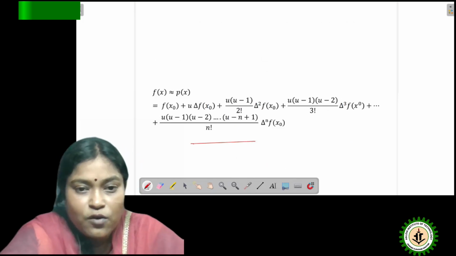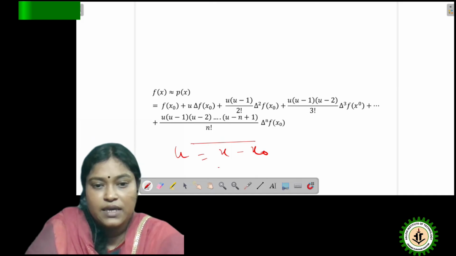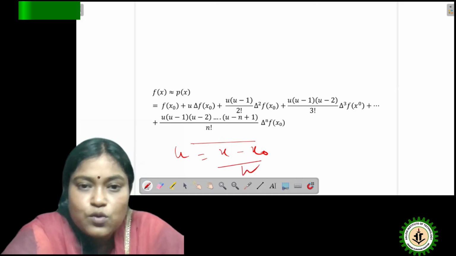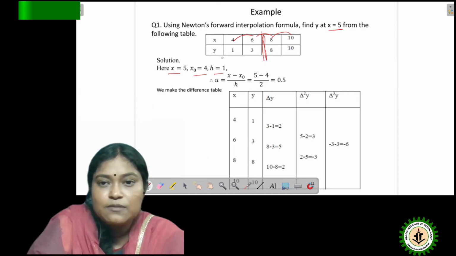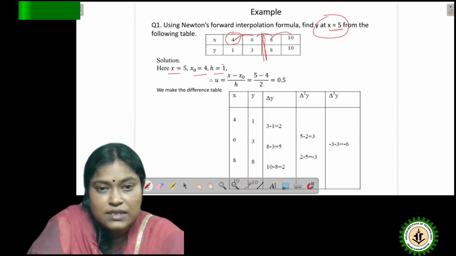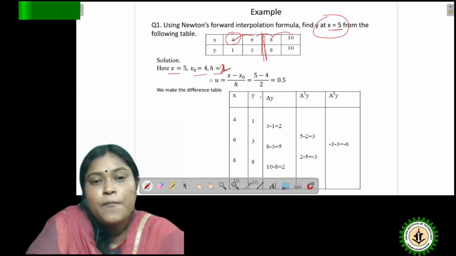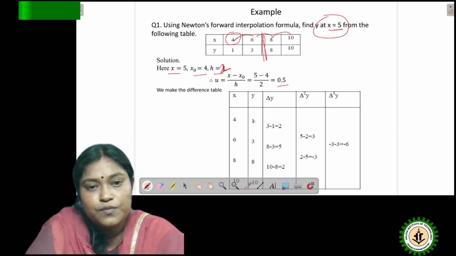Now in Newton's forward interpolation formula, I need u. Here what is u? u is (x minus x naught) by h. So to calculate u, I need x, x naught and h. x means the interpolating point, that is 5. x naught is the initial value of x, that is 4. h is equal to 2. So u is (5 minus 4) by 2, that is 0.5. That is your u.